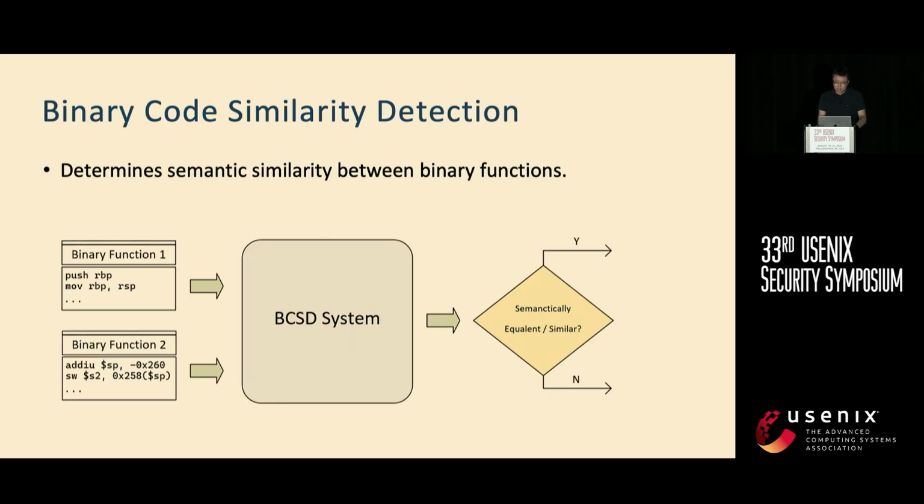Binary code similarity detection is a fundamental task that determines the semantic similarity between binary functions. For example, binary code generated from the same source code through different compilation techniques, optimization algorithms, and different architectures are considered semantically equivalent or similar.